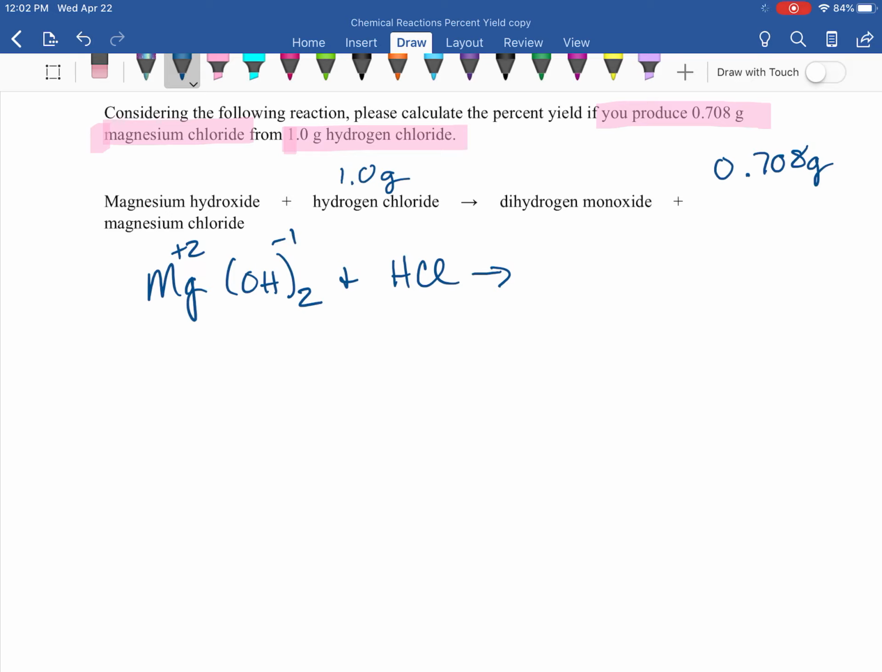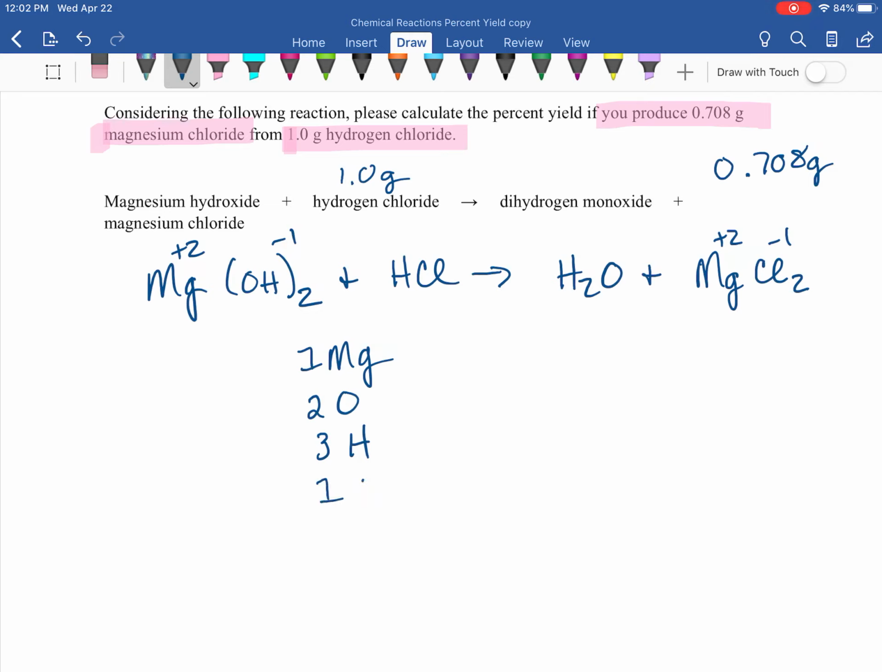Okay, and then hydrogen chloride, that is a nice covalent. We could say monohydrogen monochloride or hydrogen monochloride. Lots of variations of that. Dihydrogen monoxide, we know that one. And now magnesium chloride. Chloride is a -1. There you go. All right, let's take a minute to balance that.